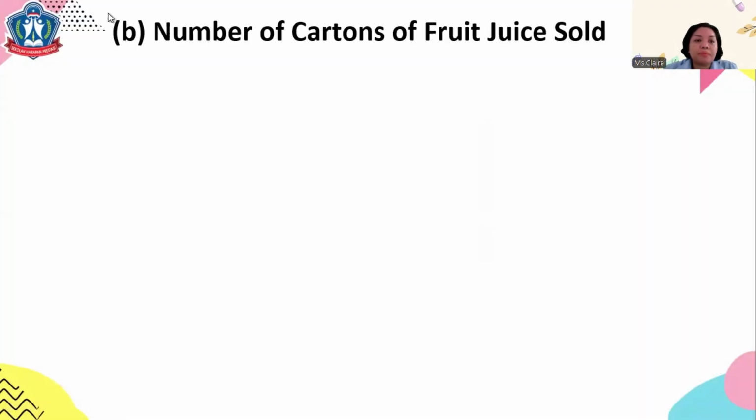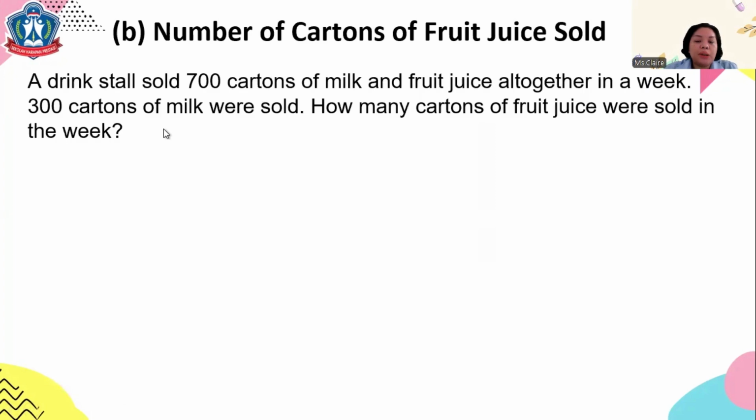Another problem: number of cartons of fruit juice sold. A drink stall sold 700 cartons of milk and fruit juice altogether in a week. 300 cartons of milk were sold. How many cartons of fruit juice were sold in the week? Take a look here.